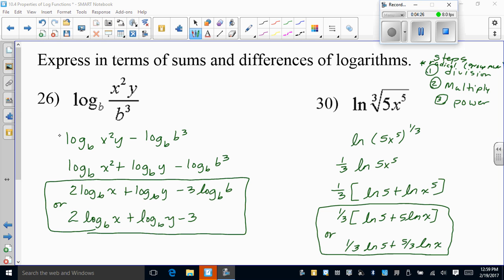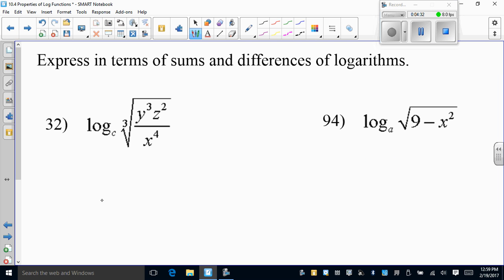Okay, let's look at some more of these. Okay, there it is. They got the power thing going on again, so you've got to take care of the radical thing first. So this is log base c of y cubed z squared over x to the 4th, all raised to the 1/3 power. Again, you have to take care of group powers first. So this becomes 1/3 log base c of y cubed z squared over x to the fourth.